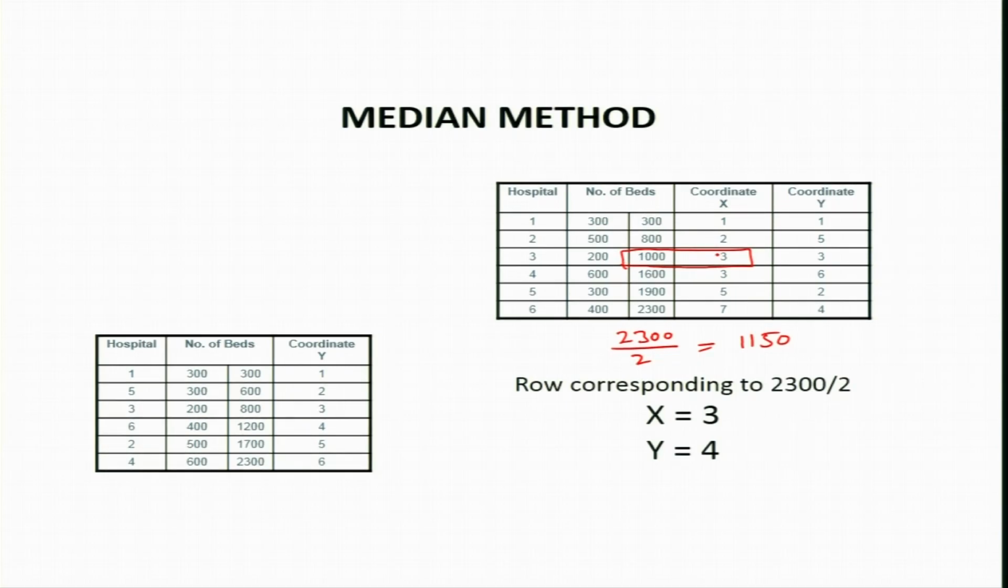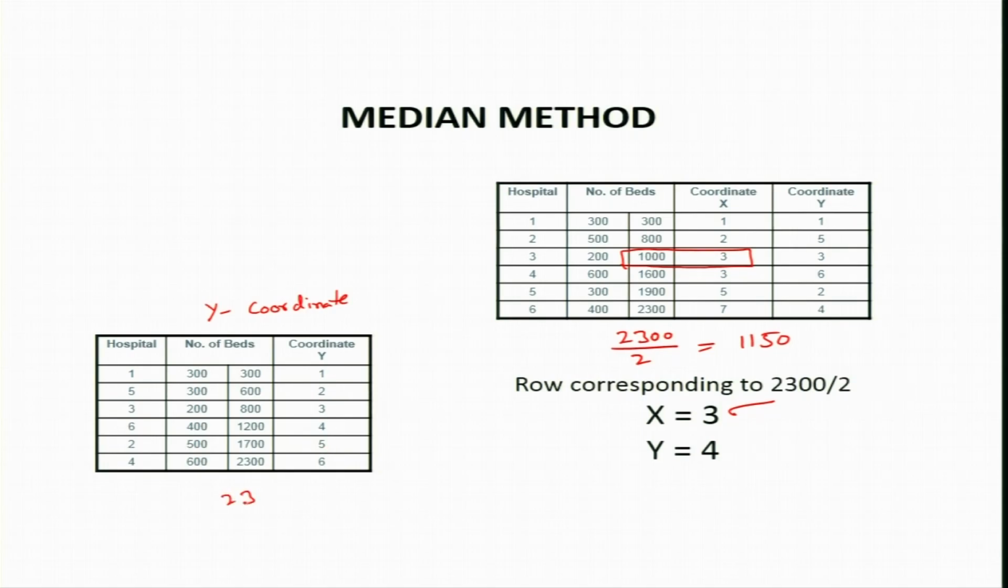So, from this I will say that 3 is my x value for the proposed location, and this is the table to find the y coordinate. In this case, I will arrange the y values of these hospitals in ascending order. So, the sequence will become 1, 5, 3, 6, 2 and 4, and these coordinates are arranged in ascending order here.